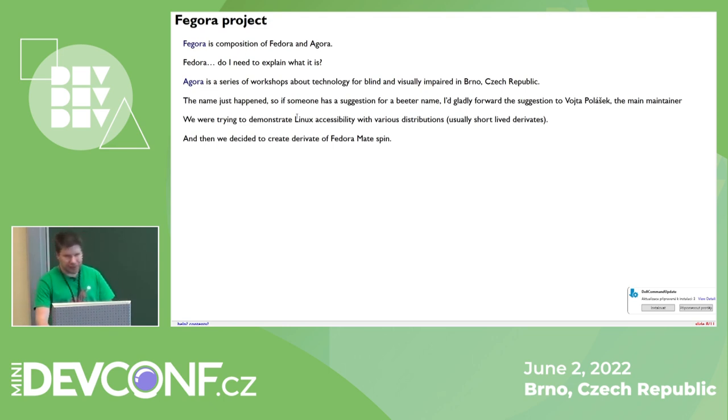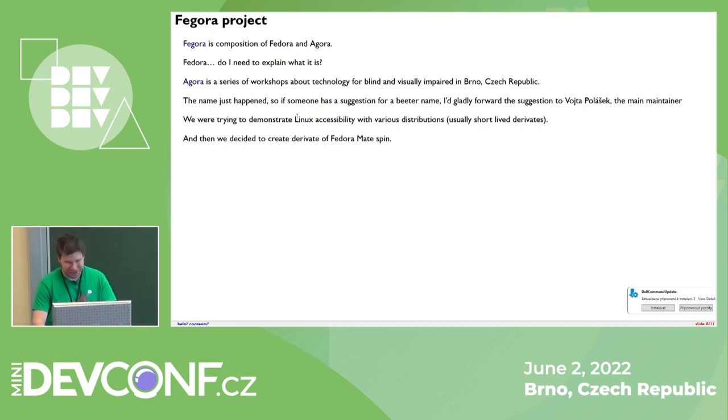But because there are actually some visually impaired Linux users who don't want to fiddle with the configuration for hours, with some friends, we began creating a project called Fegora, which is quite a stupid name. The Linux distribution is based on Fedora, so it's the first part of the name, and Agora, which is a conference for visually impaired lovers of IT and stuff. But if you can think of a better name, just tell us, because we need a better name than this.